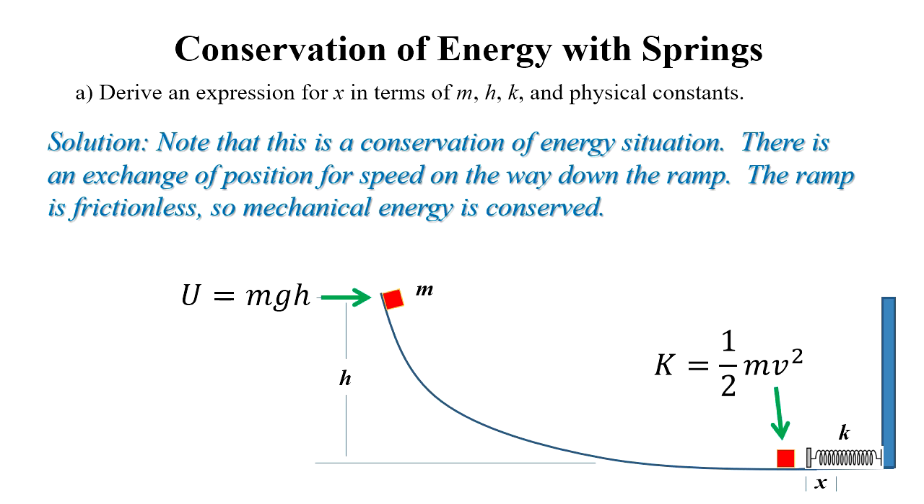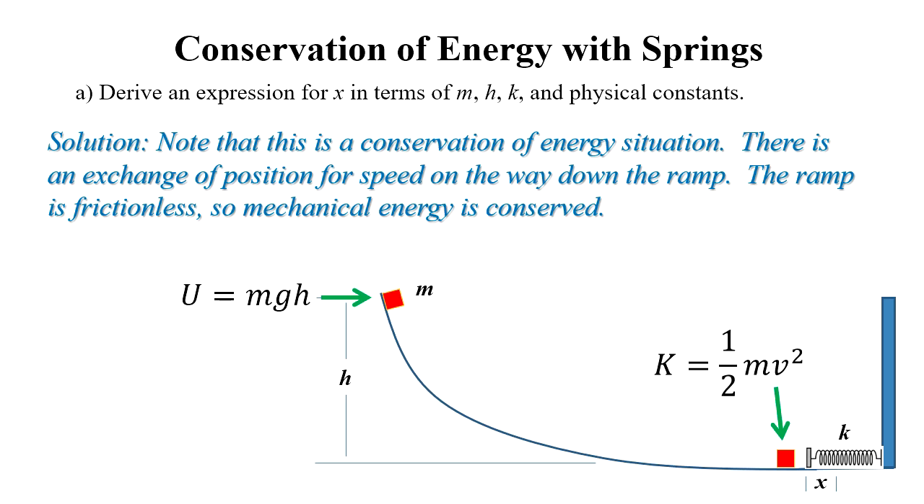You can pause the video if you want to try to work this out for yourself, or we'll just continue to talk through it. Note that this is a conservation of energy situation. The first step is to recognize that. How do we know? There's an exchange of position for speed. On the way down the ramp, you lose potential energy, you gain kinetic energy.